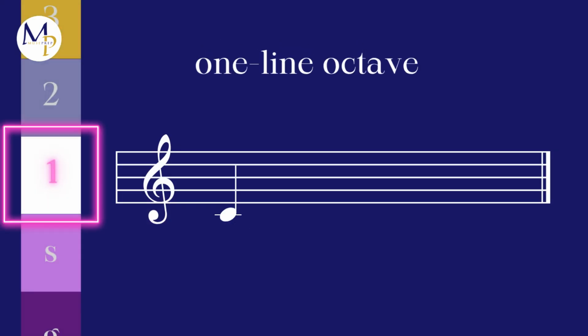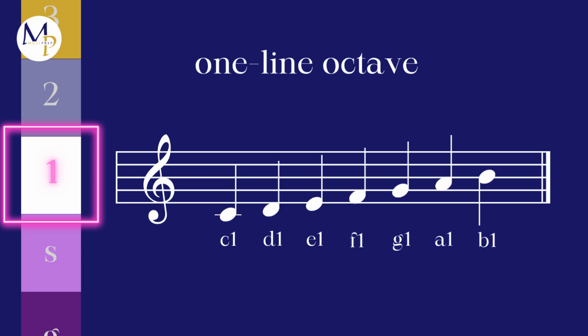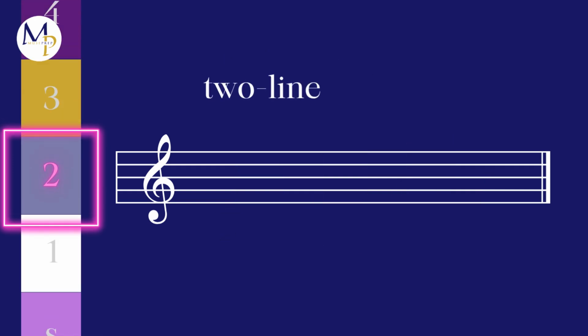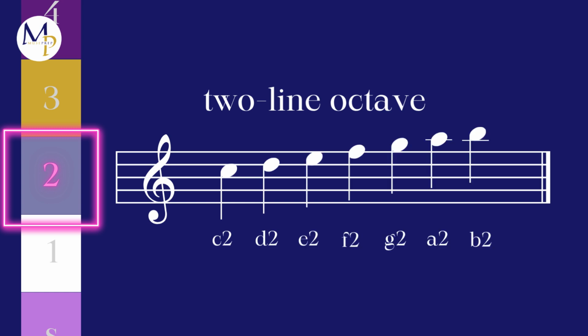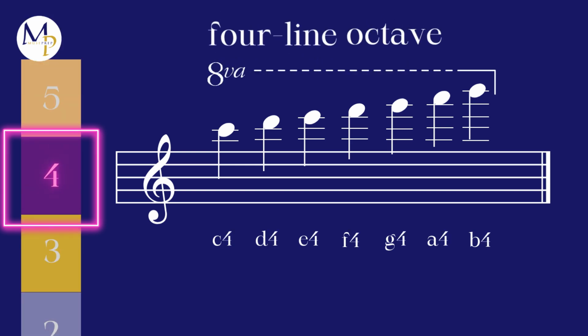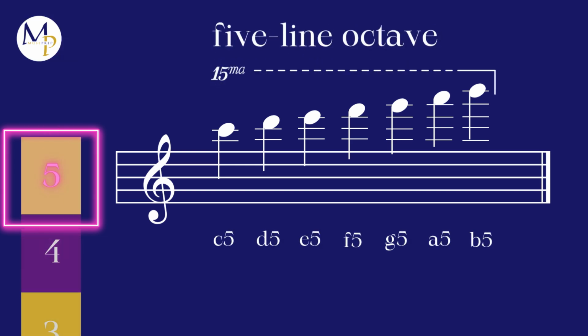Let's begin with middle C in the treble clef. This octave is called the one-line octave. That means all notes in this register are written in lowercase with the number 1. C1, D1, E1, and so on. Above it is the two-line octave, C2, D2, E2, and so on. Then follow the 3-line, 4-line, and finally the 5-line octave.